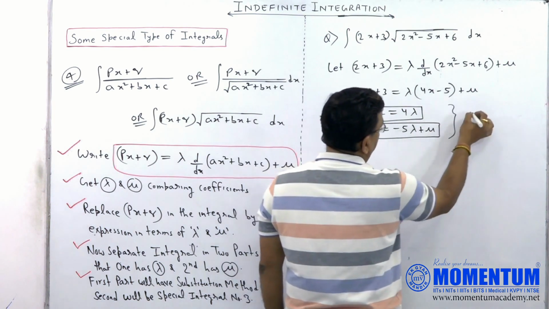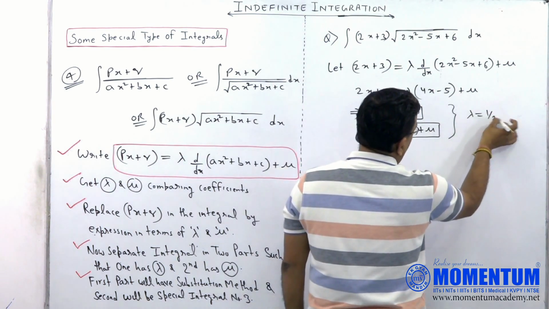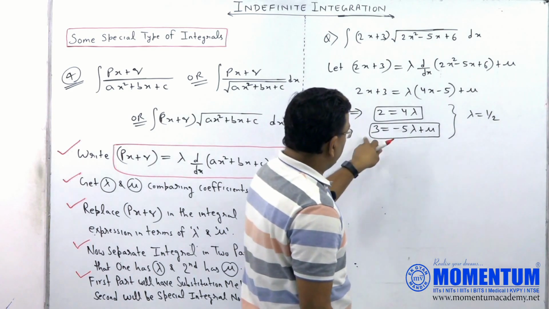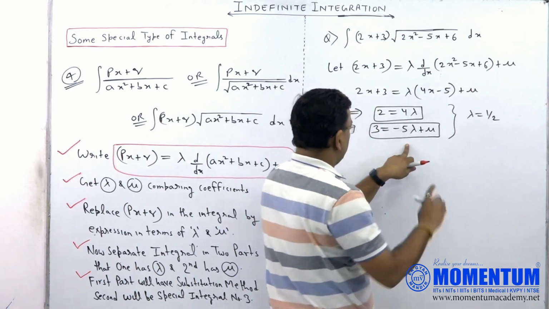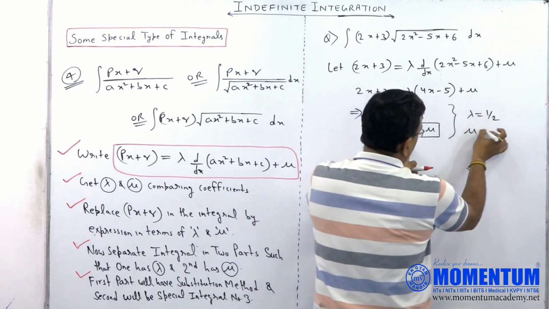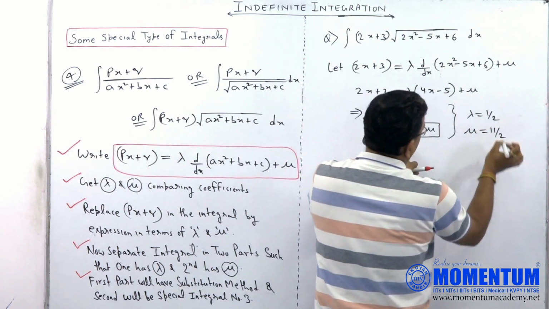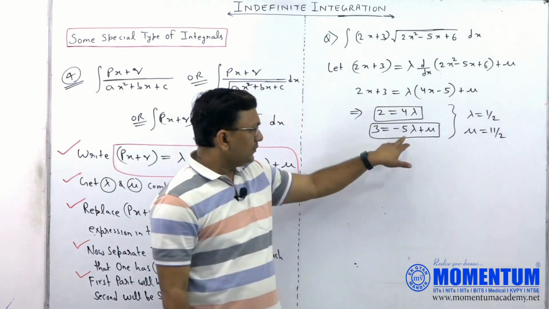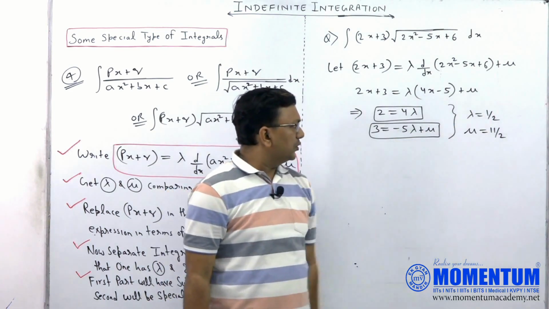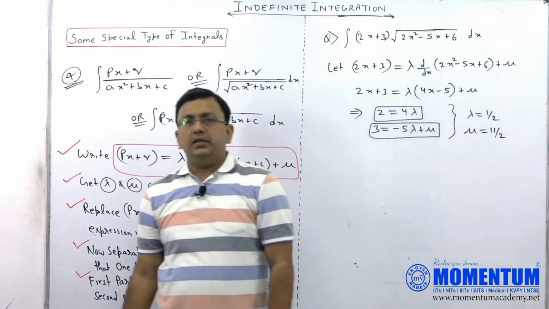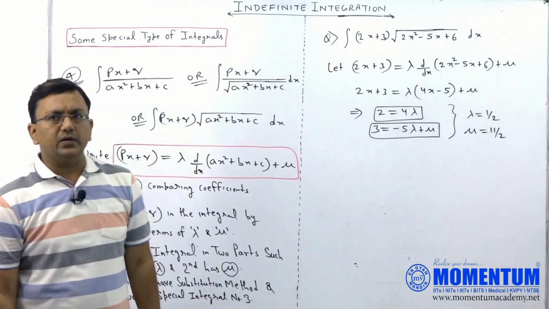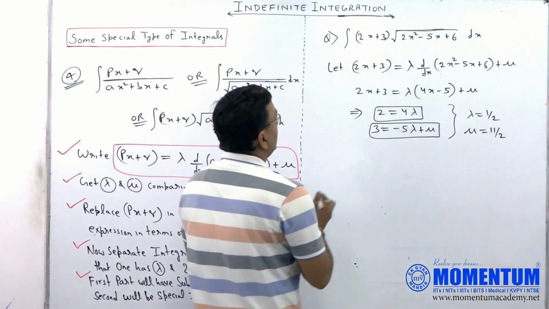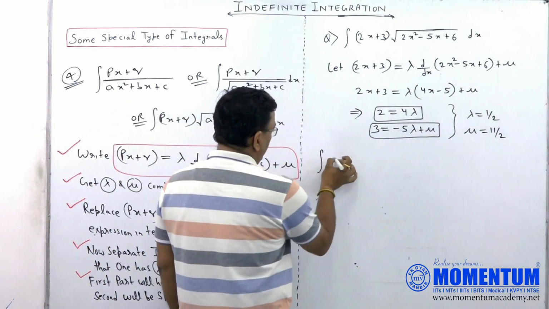It implies lambda is equal to 1 by 2, and putting 1 by 2 in, 3 plus 5 by 2 mu, 3 plus 11 by 2. Check it. Lambda is 1 by 2 and mu is 11 by 2. Fine. Now we will go back to the integral.